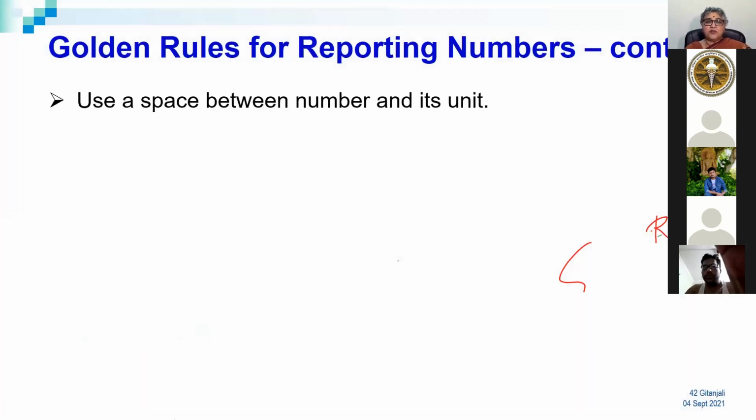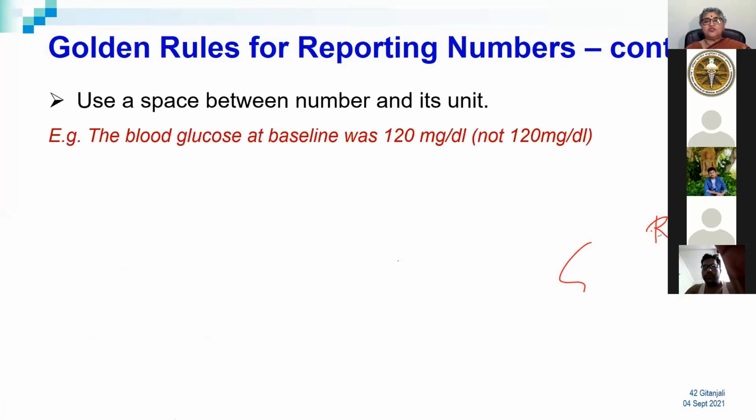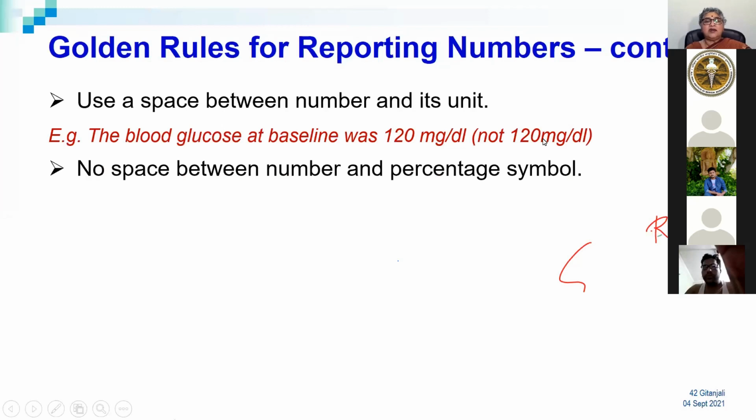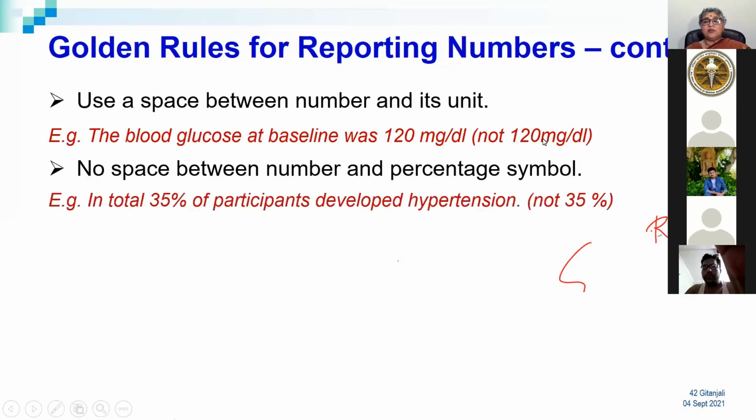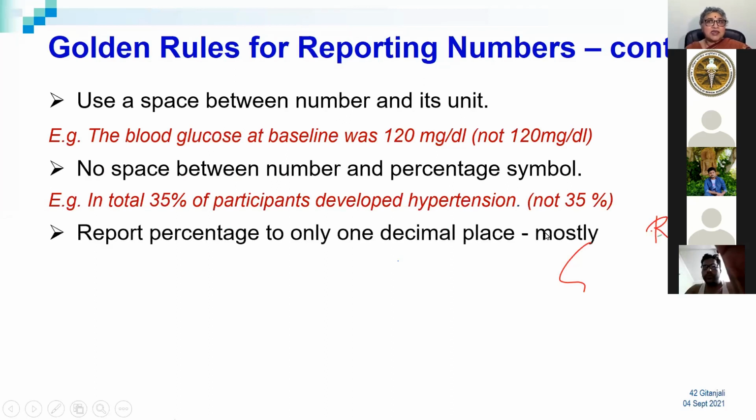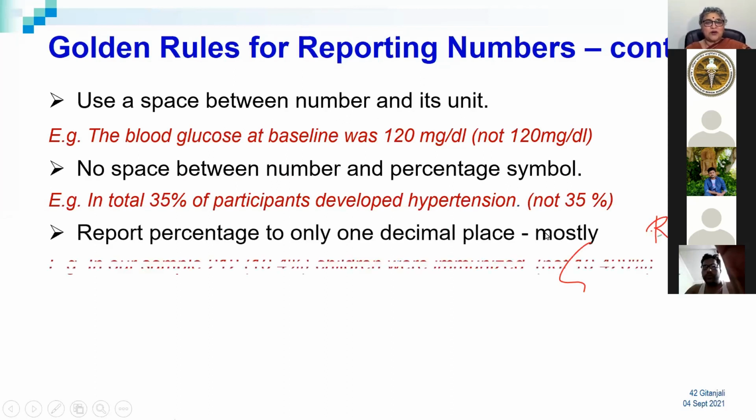Then there should be a space between the number and its unit. So 120 space milligram per deciliter. Generally people write it without the space, and that is wrong. Then there should be no space between the number and the percentage symbol. So 35%, there is no space between that. It is not 35 space percent. Okay, these may look very trivial, but these are the ways in which you need to report numbers.